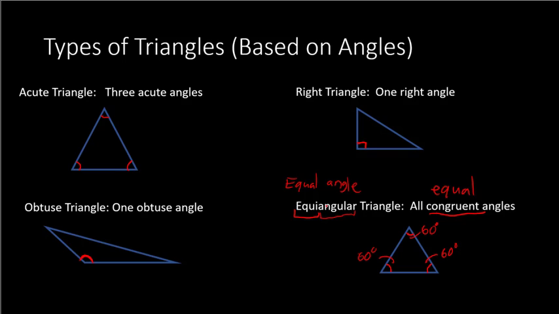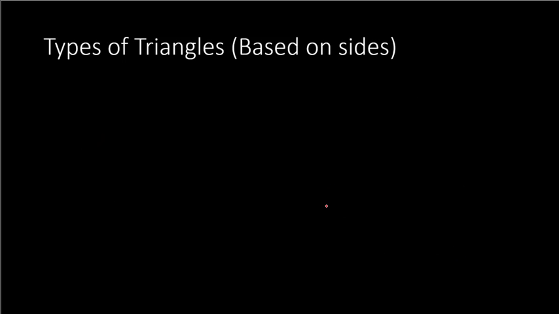Now the other way we can categorize triangles is based on the side length. So we have our first type of triangle. It's called a scalene triangle. And this one is when no sides are congruent. And here we see that word again. Congruent means the same length, same size.